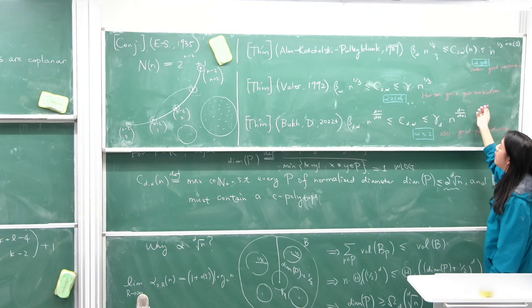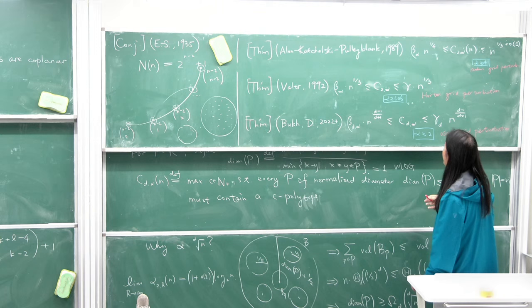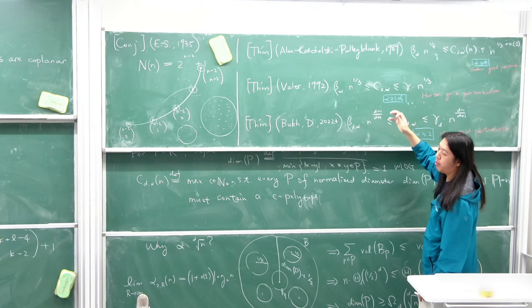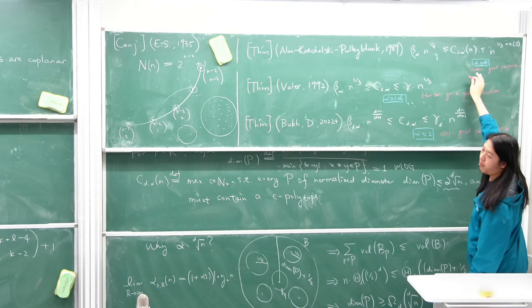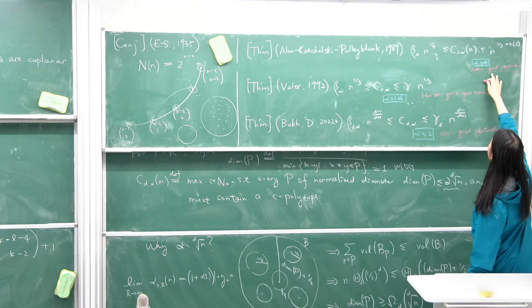I haven't defined what a Horton set is and what an oscillator is, but I will explain briefly later. At this moment, what we can see is that the lower bounds are deduced from just some standard probabilistic argument. And the upper bound is actually more interesting in this problem. And you can see that the obvious random perturbation of grids will not give you the correct bound.